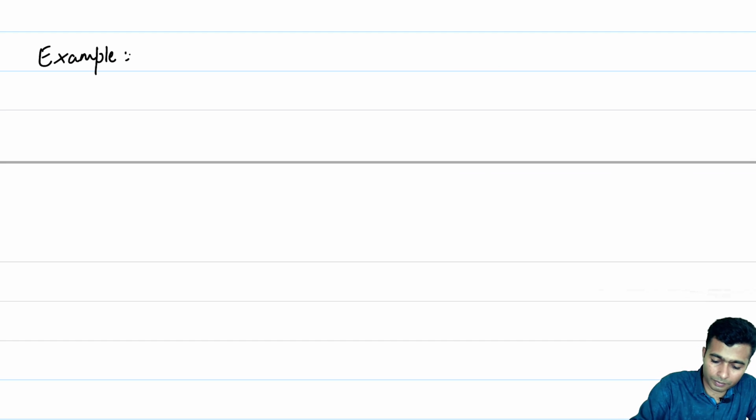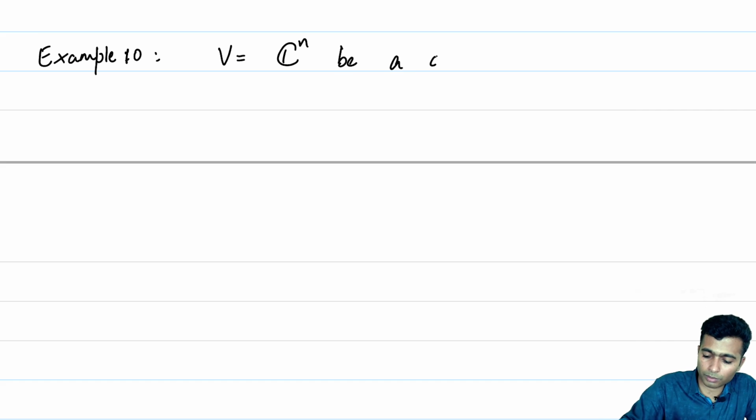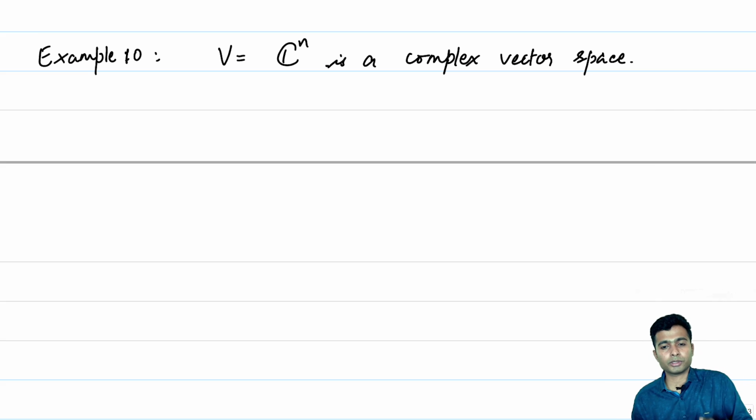Example 10. So what is an example? Next example, let V be equal to Cn, a complex vector space. As we have already discussed, this is a vector space over C.